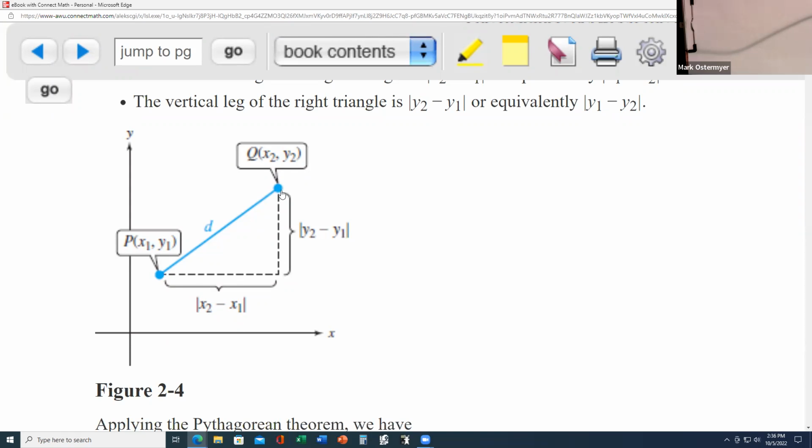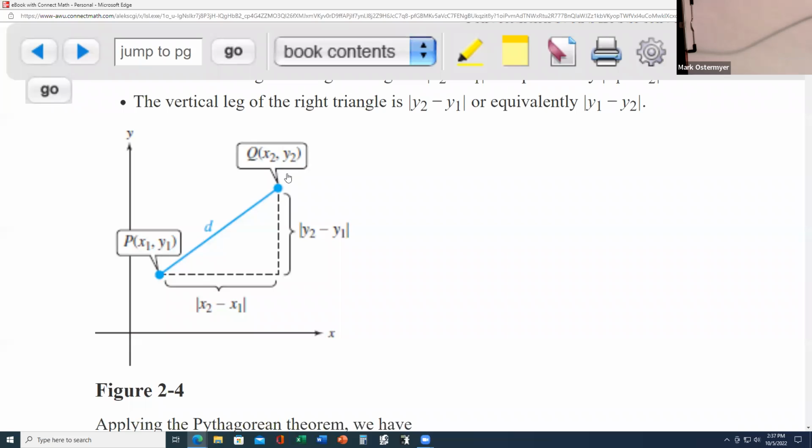Ladies and gentlemen, in order to find the distance of this line segment between these points, we realize that it is the longest side of the right triangle, opposite my 90-degree angle, which is right here. This is my 90-degree angle, or right angle. And the longest side of a right triangle is called the hypotenuse. So finding the length of this hypotenuse is equivalent to finding the distance between these points.